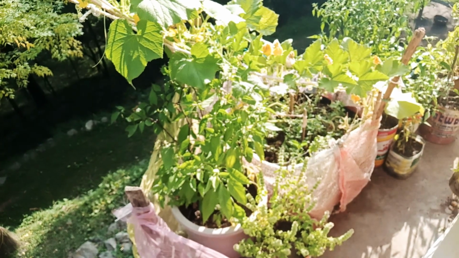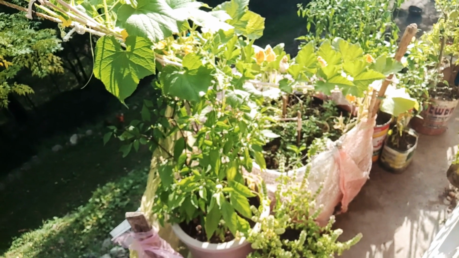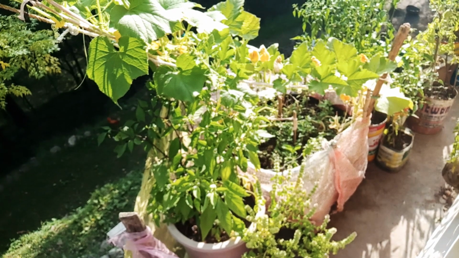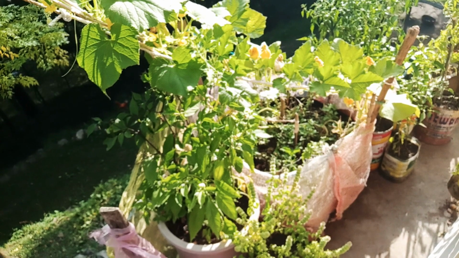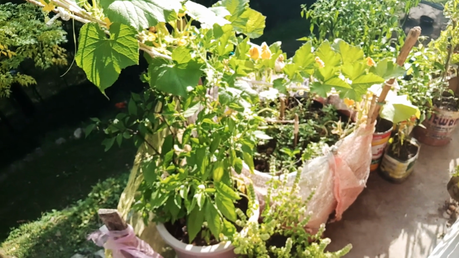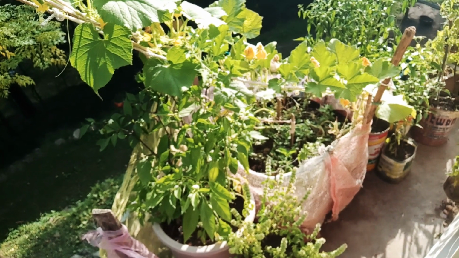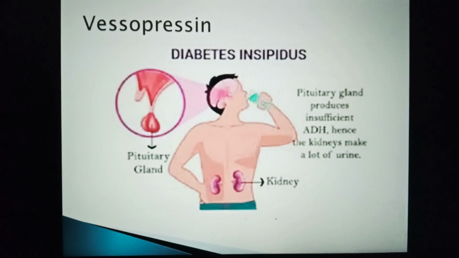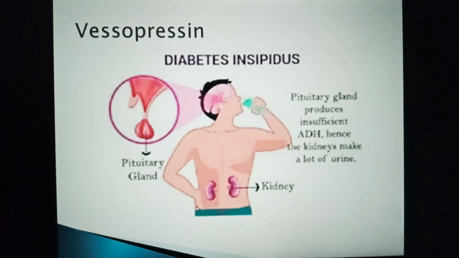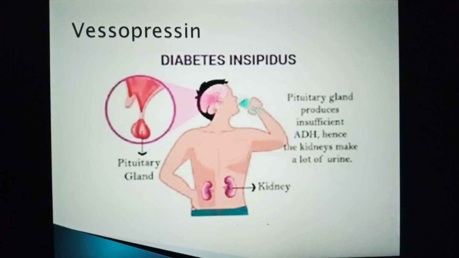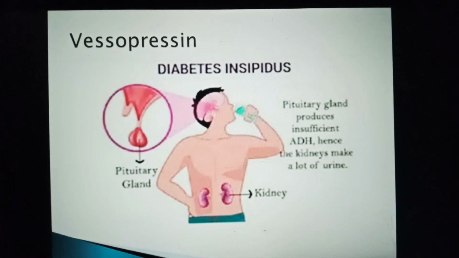It's too hot today, and did you know that the urine output will be low? Due to increased sweating, the water level of blood is lowered in summer. As a result, the pituitary gland releases more ADH into the blood. When there is insufficient ADH, the kidneys make a lot of urine. This condition is diabetes insipidus.